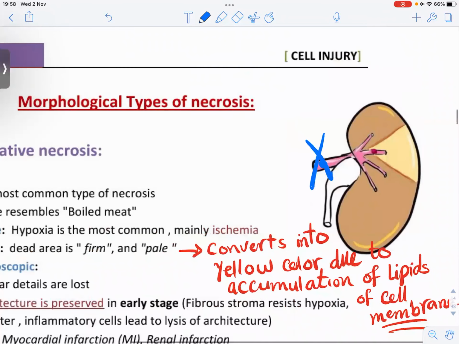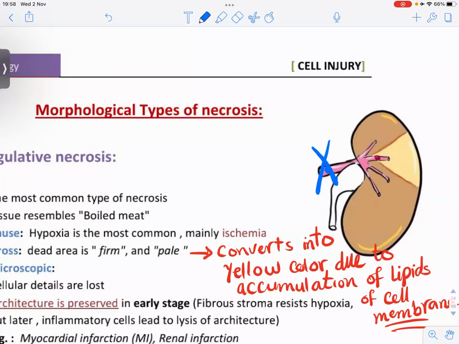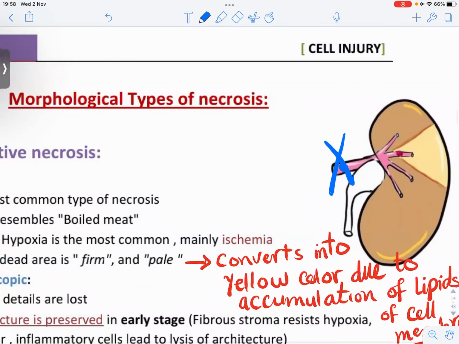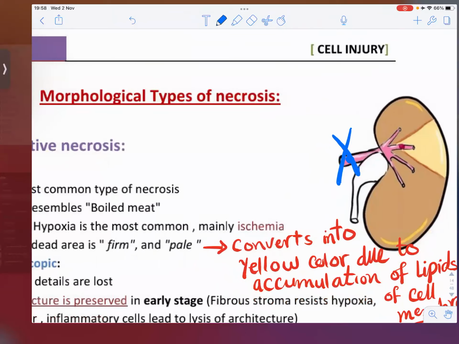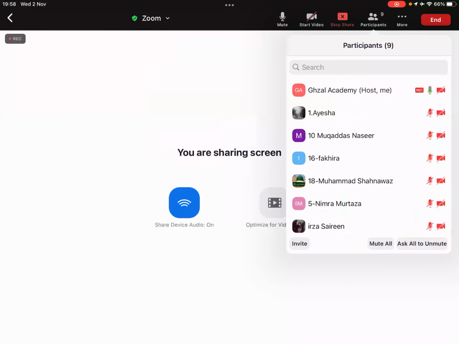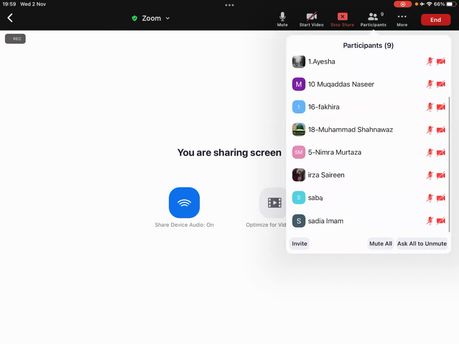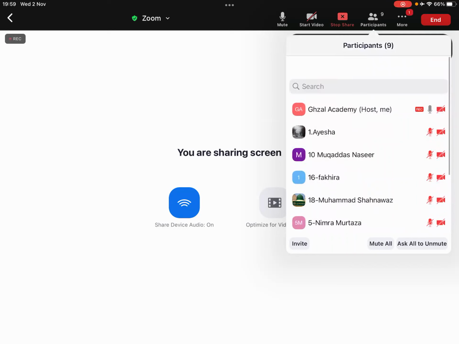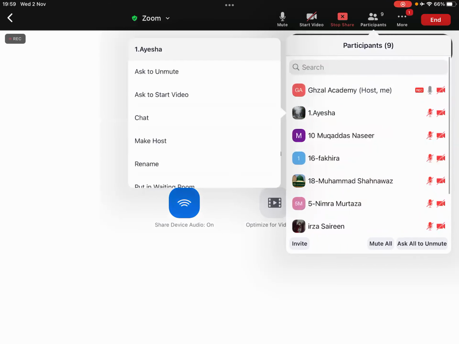Okay, what will the color of these necrotic cells be? Anyone know the color of the necrotic cells? I open the mic. What is the color of the necrotic cells, guys? Aisha?